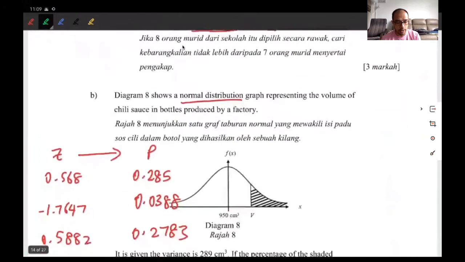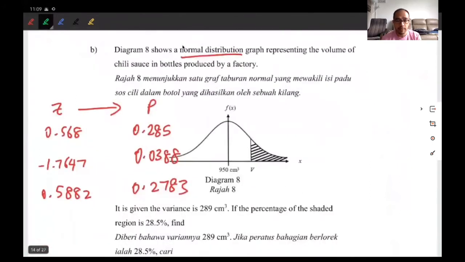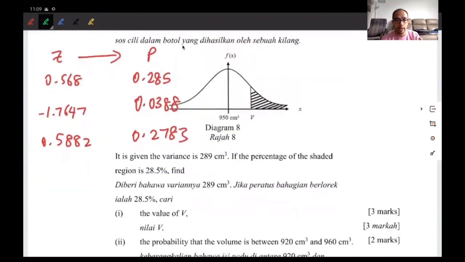Question B. These values are here because I don't have the table, so when I prepared for this lesson, I had to put them in here. Given the variance is 289 and the percentage of the shaded region is 28.5%. Now, we know that the percentage is changed to probability. So 28.5 divided by 100, what you will get is 0.285.